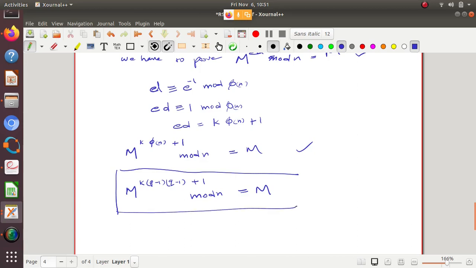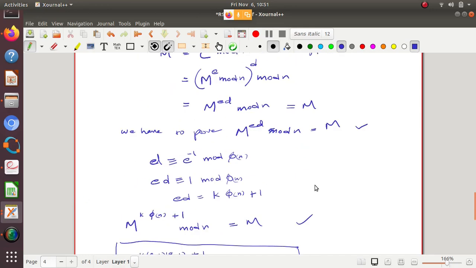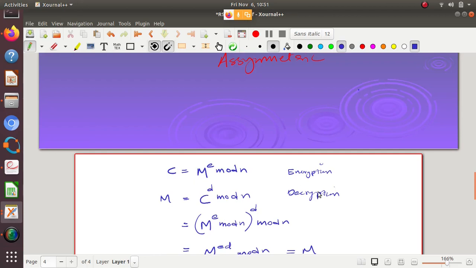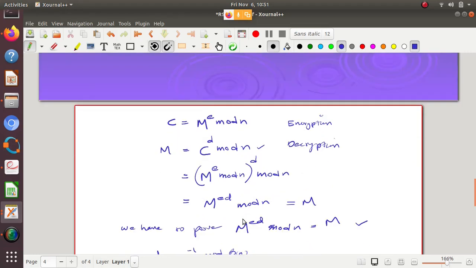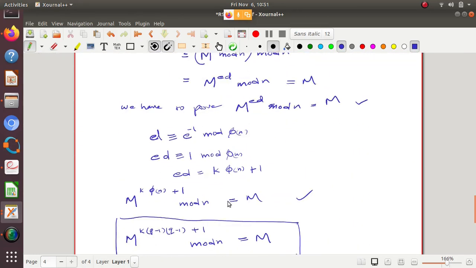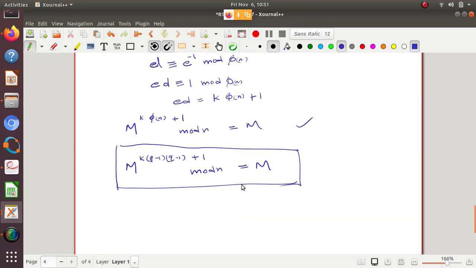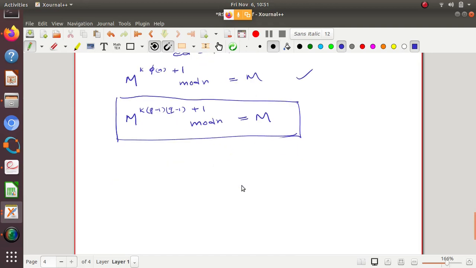This is what we have to prove. This is same as m to the power ed mod n is equal to m. Okay, so we need to prove this equation. We reached here from this one. If we prove this, that is the same as proving this one. So how to prove this one?